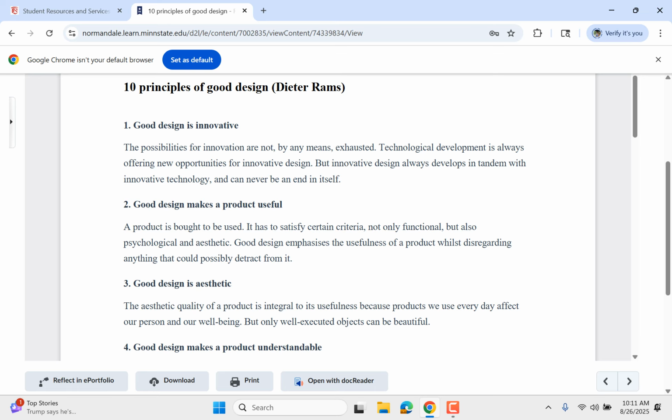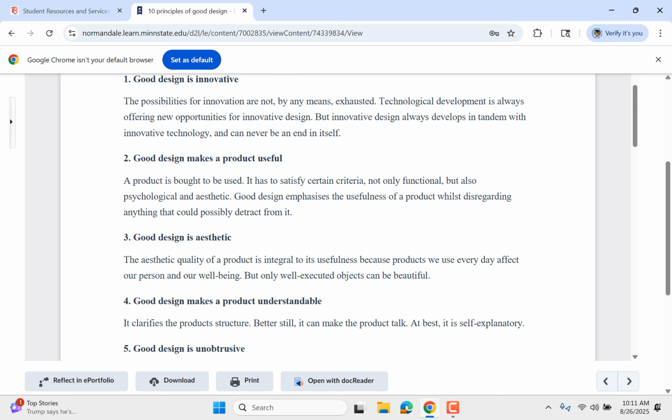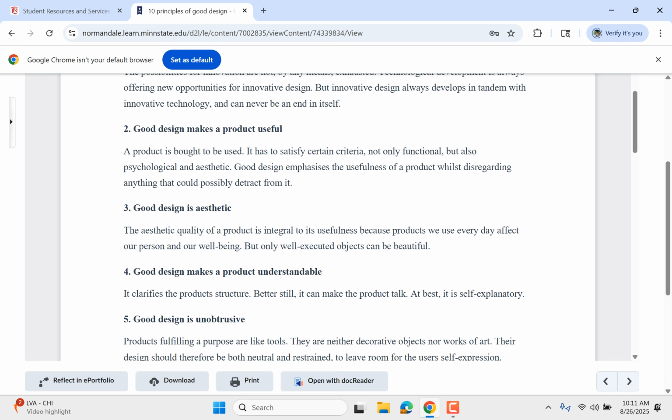So first, good design is innovative. I think that sort of speaks for itself. If you're just copying something that someone else has done, it might be a good design, but it's not your design. Good design makes a product useful, which means that the choices you make for what buttons are here, what the shape of it is here, make the product more usable.